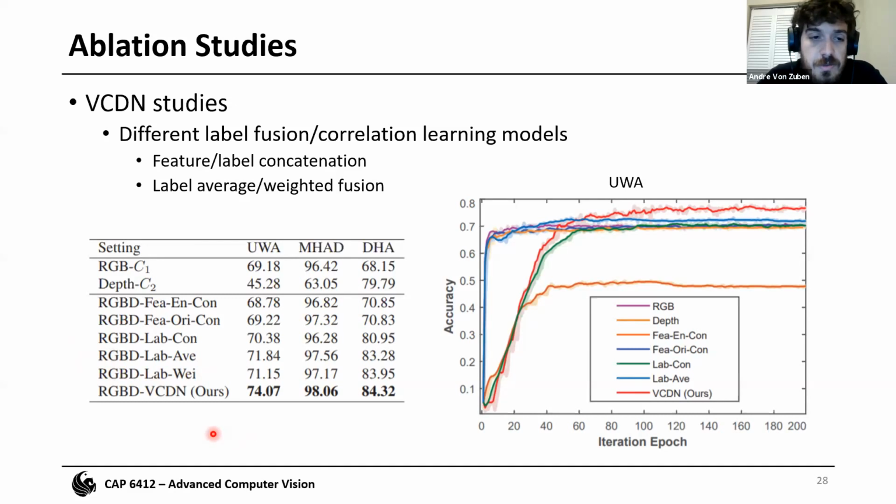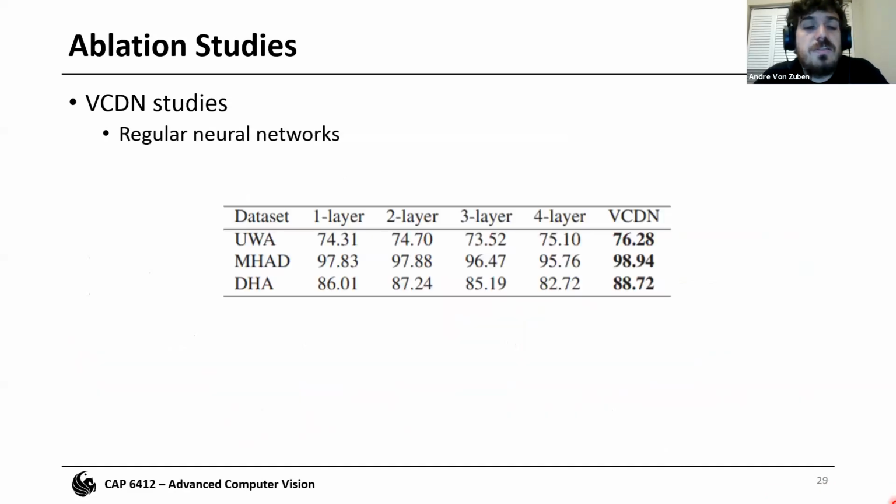So we can see in all the scenarios on the three datasets that their VCDN achieves much better results than the other ones. They also tested replacing their VCDN with regular neural networks having 1, 2, 3, and 4 layers. And in all scenarios, VCDN works much better than the regular neural networks.